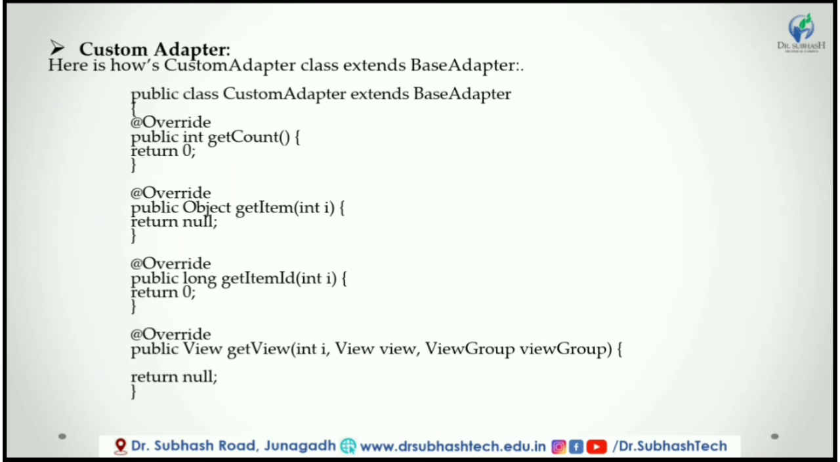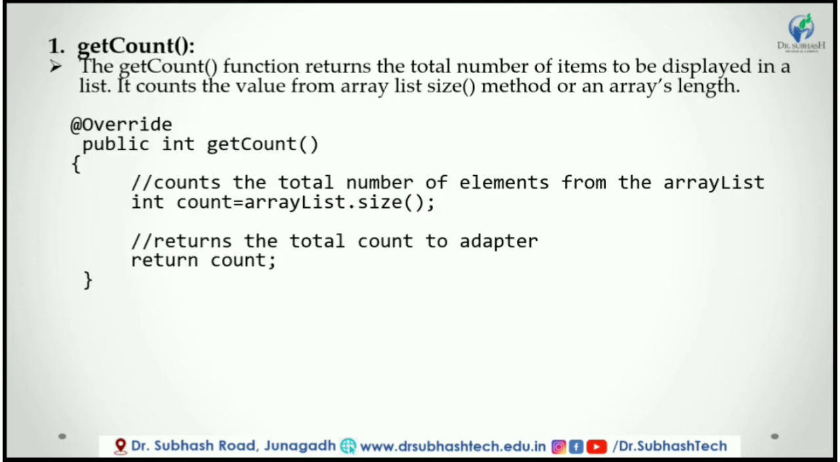Let's discuss all these functions in detail. First is getCount. The getCount function returns the total number of items to be displayed in a list. It counts the value from array list size method or an array's length. For example, if we have a list of elements in an array list and we have to display the items in a list view, then we can count the total number of elements using the size function, and then that integer value is returned by the function getCount as shown below.